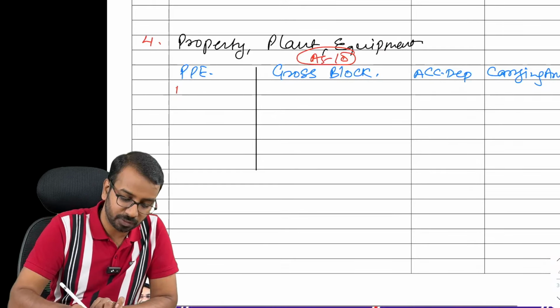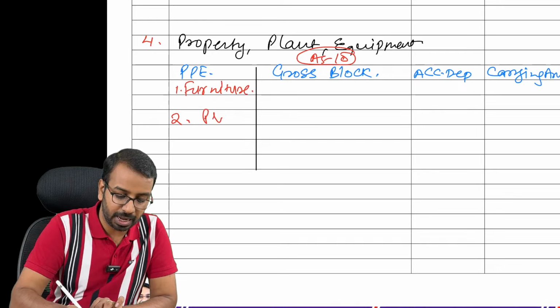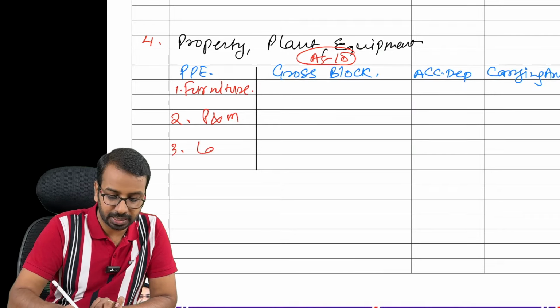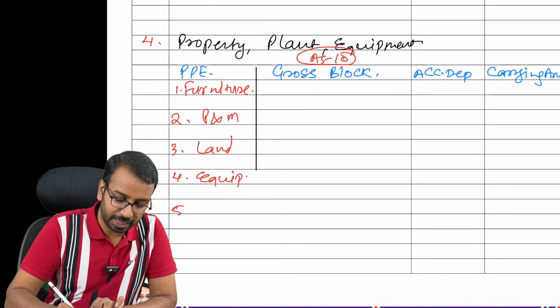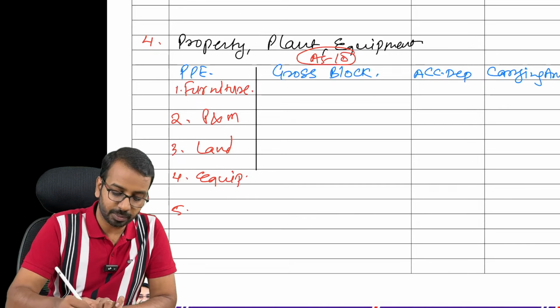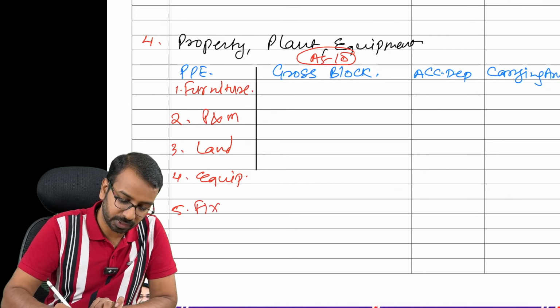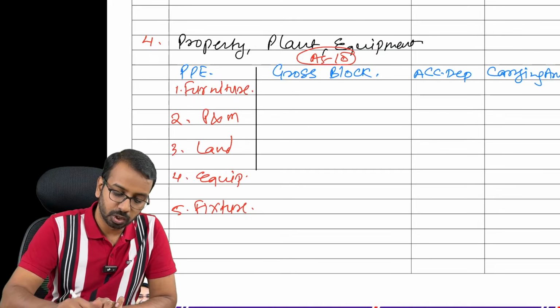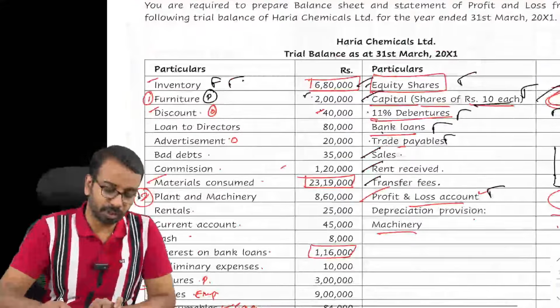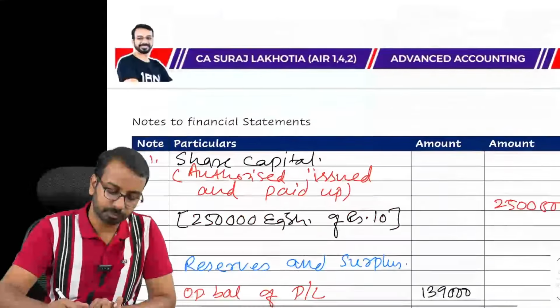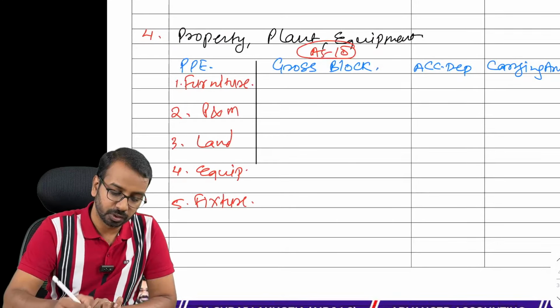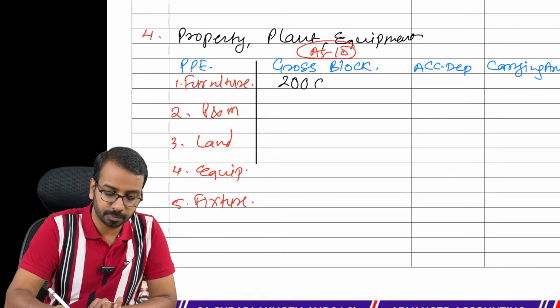So here you will have furniture. Second, plant and machinery. Third, land. Fourth, tools and equipment. And fifth was fixture. Gross amount. Now, what is the gross amount of each one of them? Furniture 2 lakhs, plant and machinery 8 lakh 60,000.